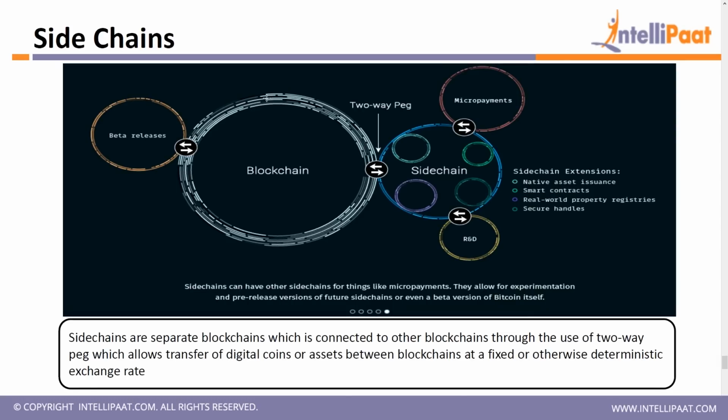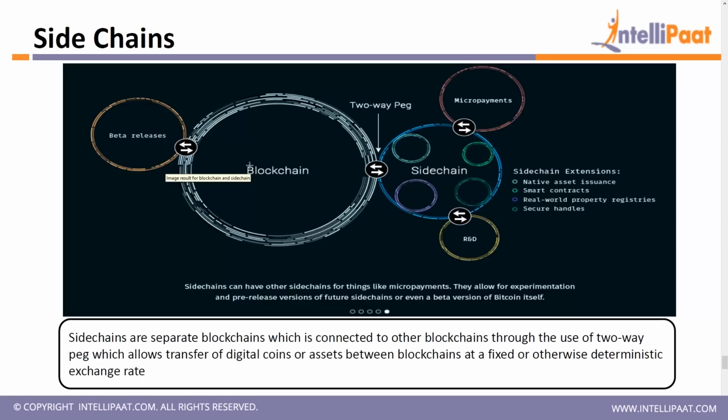What are these sidechains? Sidechains are separate blockchains which are connected to other blockchains through the use of a two-way peg, which allows transfer of digital coins or assets between blockchains at a fixed or otherwise deterministic exchange rate. If you can see from the figure, various sidechains exist alongside the main blockchain, with two-directional arrows that allow transfer of bitcoins or digital coins or tokens between these sidechains and the main blockchain. These sidechains serve various purposes. Like one sidechain can be used for beta releases before making it the main branch of the existing blockchain.